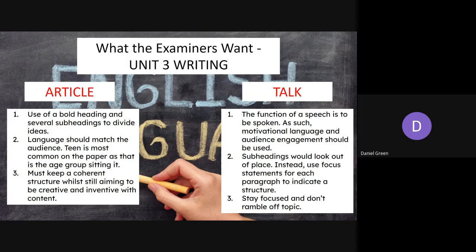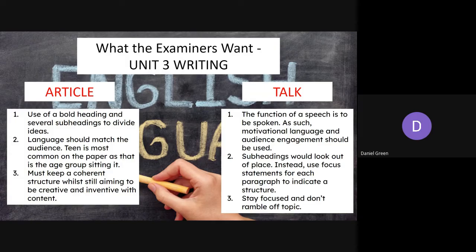Please don't use bold headings and subheadings on a talk. It's a completely different structure because a talk is meant to be spoken. Okay, so obviously you won't be standing up in the exam and actually speaking this to your invigilators, as funny as that would be. You want to be using things like motivational language and constant audience engagement rather than structuring it with headings and subheadings, because you might as well just be writing another article.